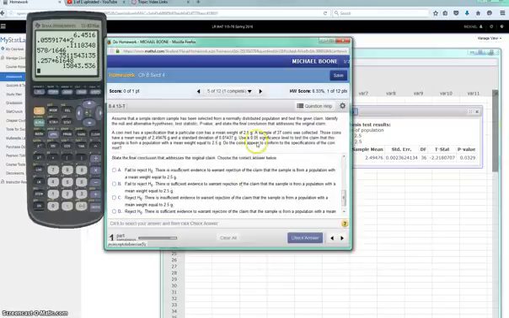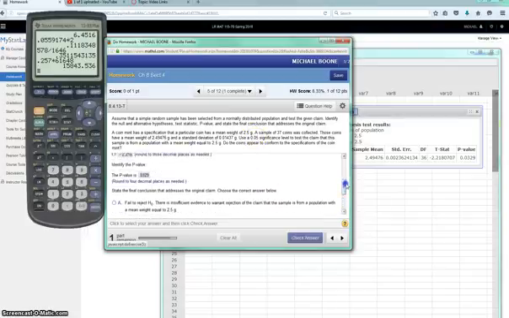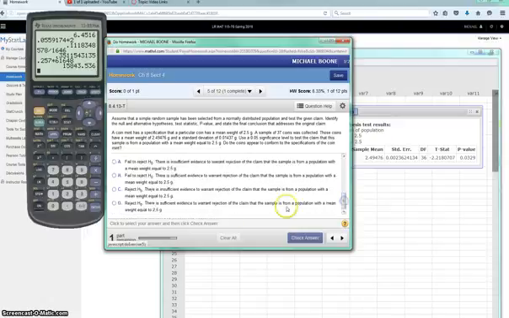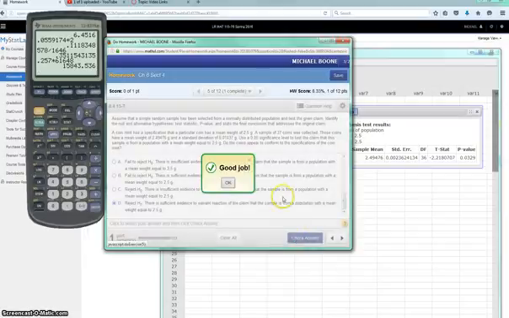And so we're comparing this to a 0.05 significance level. Again, just like last time, if the p is low, the null's gotta go. This p-value is less than our alpha. Therefore, we are going to reject the null hypothesis. So there is sufficient evidence to warrant rejection of the claim that the sample is from a population with a mean weight equal to 2.5 grams. So if the p-value is less than the alpha 0.05, we reject.